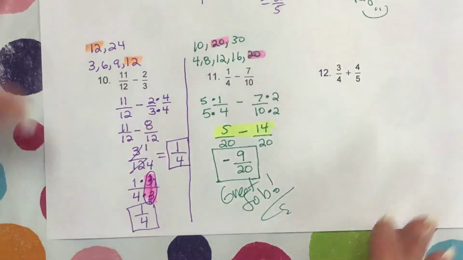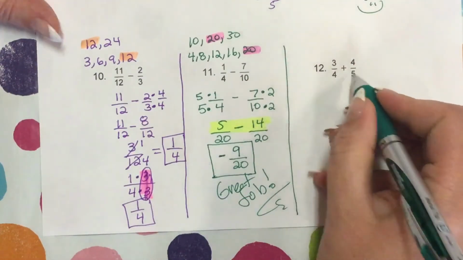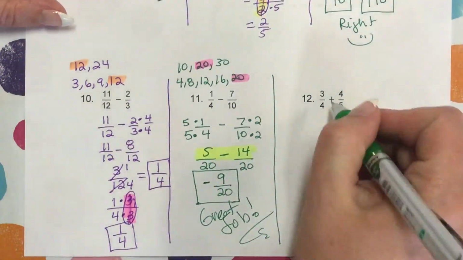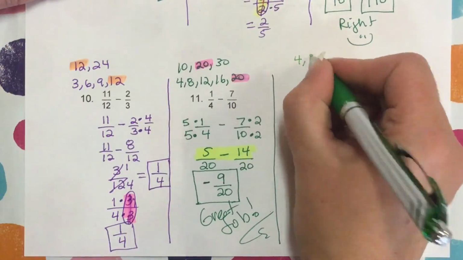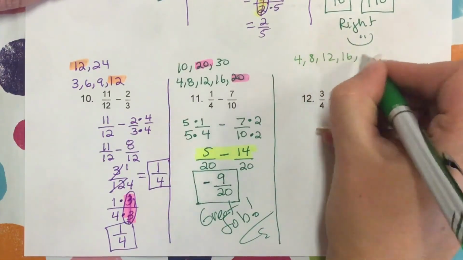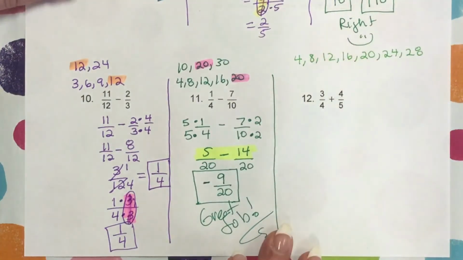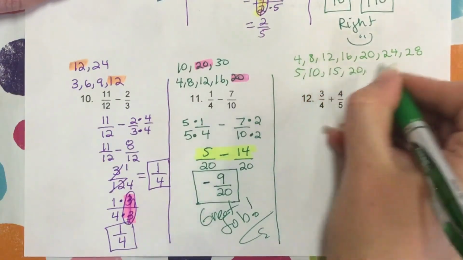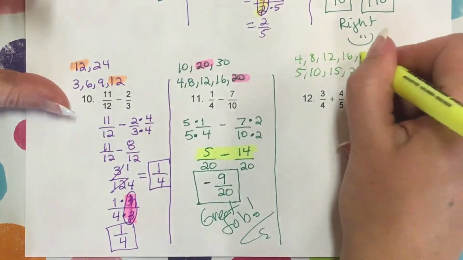Okay, on to our last one, problem number 12. We have 4 and 5. We need to figure out what is the least common multiple for 4 and 5. So I'm just going to count by 4s, figure out what the multiples of 4 are. 4, 8, 12, 16, 20, 24, 28. And then 5: 5, 10, 15, 20, 25. Oh, wait, there it is right there. Do you see it? Yes, the least common multiple is 20.